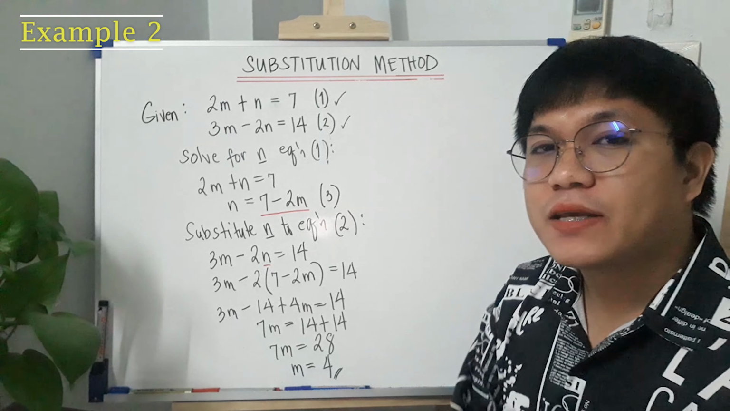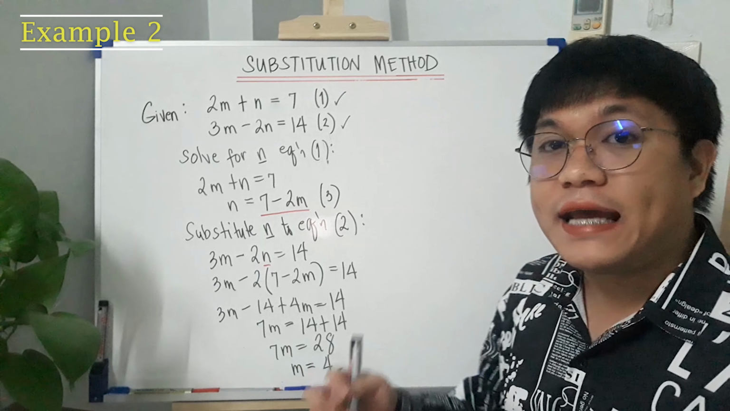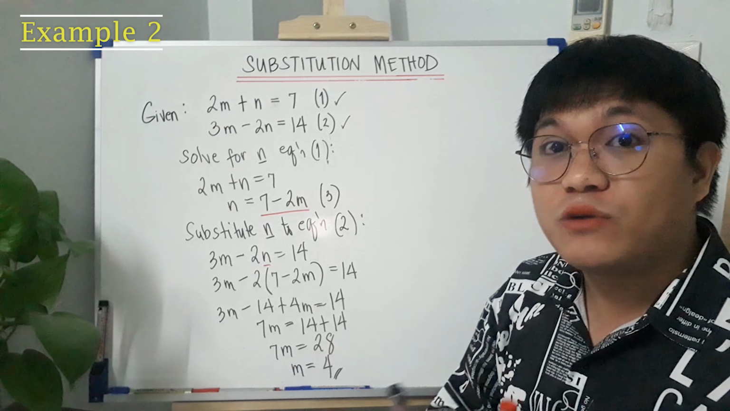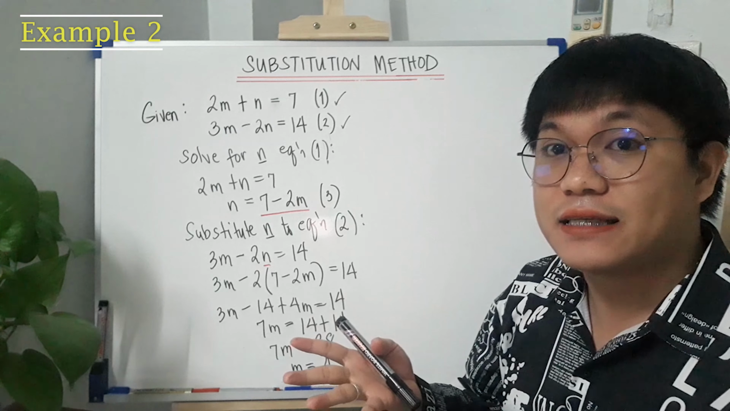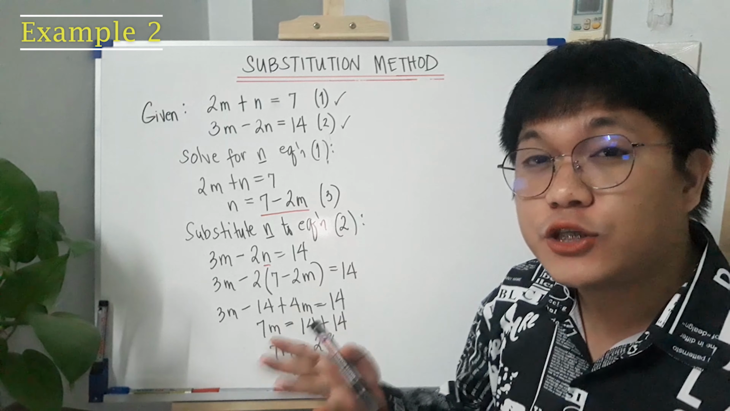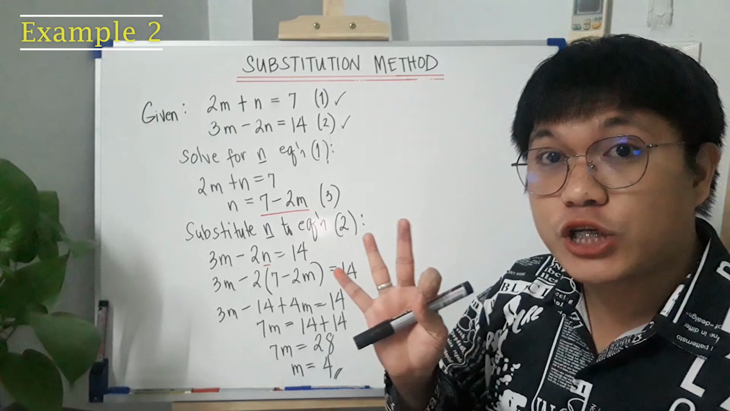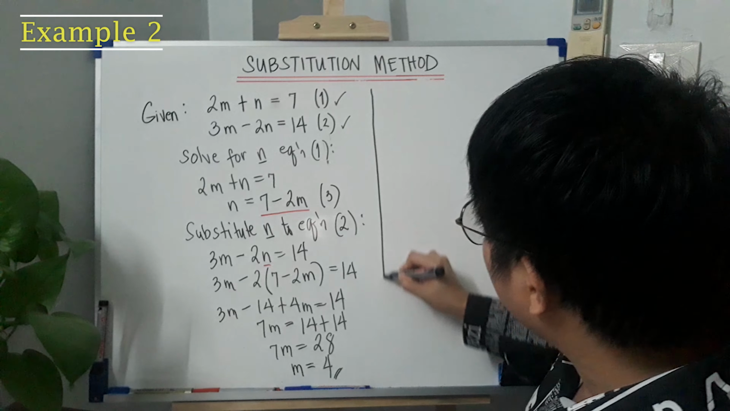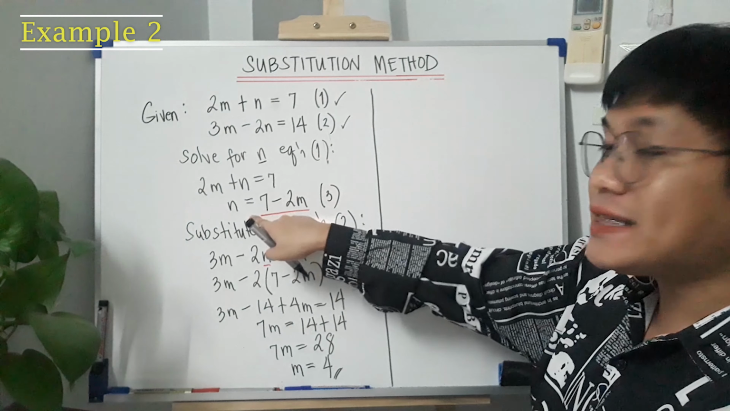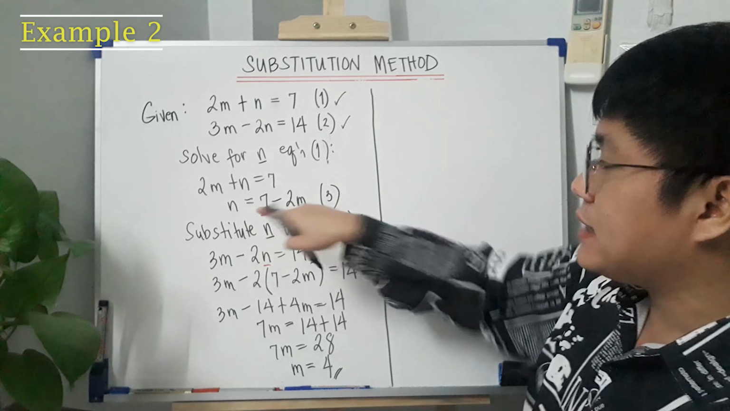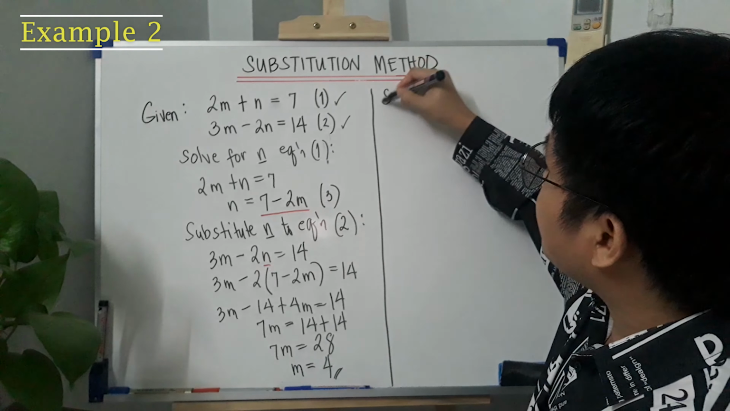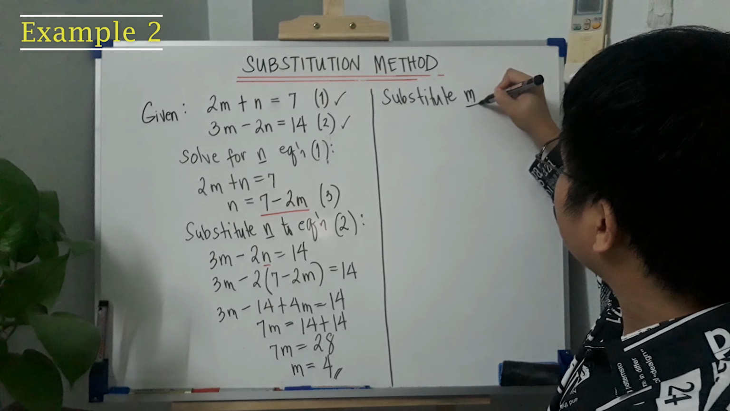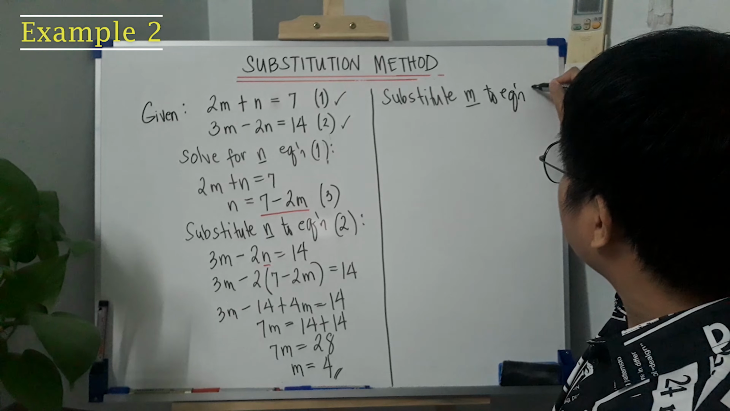Now, what's the last step? The next step will be, since we already have the value of m, which is positive 4, we will solve now the remaining unknown variable, which is letter n. So what are we going to do? We are going to utilize equation number 3. So we are going to continue our solution right here using equation number 3, which is n is equal to 7 minus 2m. So we have here: substitute m to equation number 3.